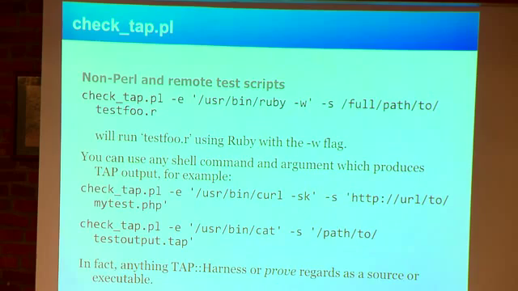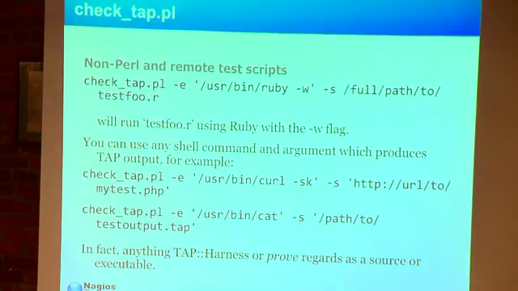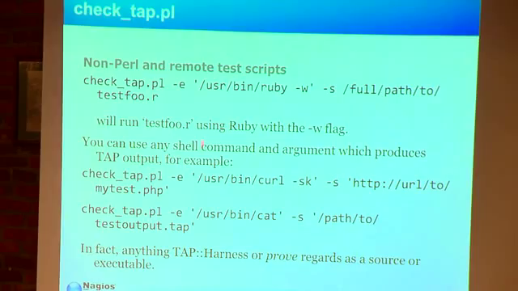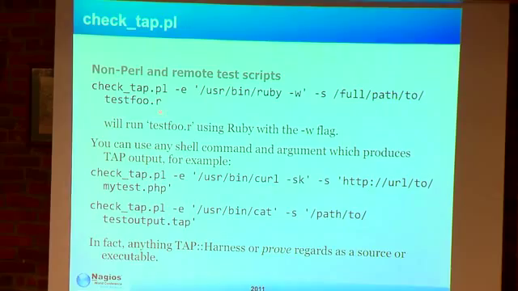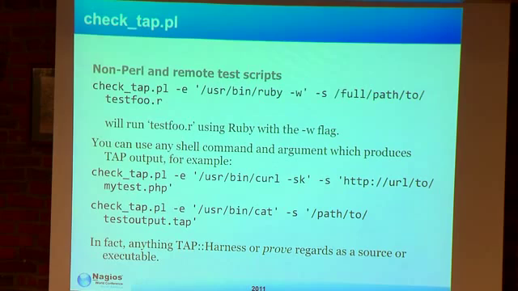Because it uses Perl's built-in test harness stuff, I found that right out of the box, I could do all these other things too. I can use another executable, like Ruby, to run a script. This would be a Ruby file that produces TAP output, and so my Nagios plugin can run tests written in Ruby and let Nagios know if they are winning or not. You could also do remote checks by hooking up to curl or cat to dump out a file. So anything that produces TAP output, you can tell this plugin about.